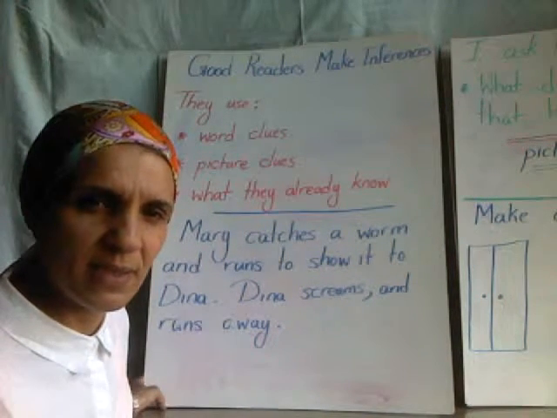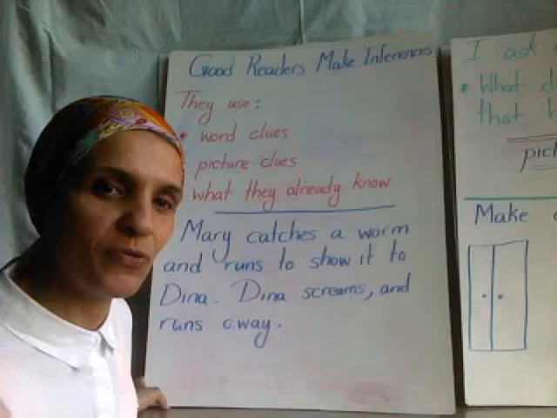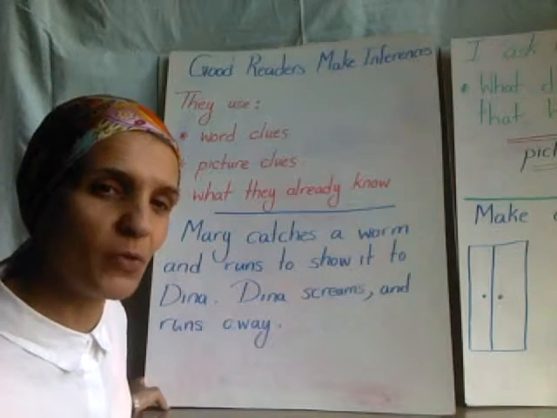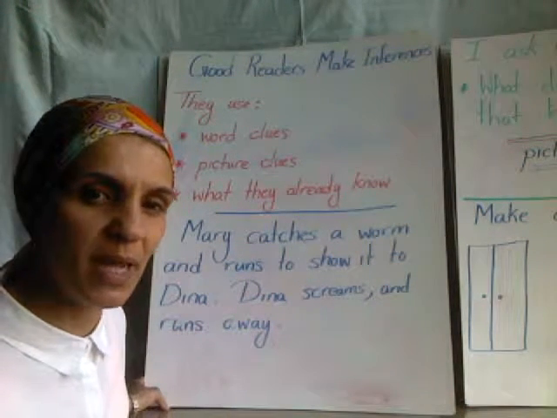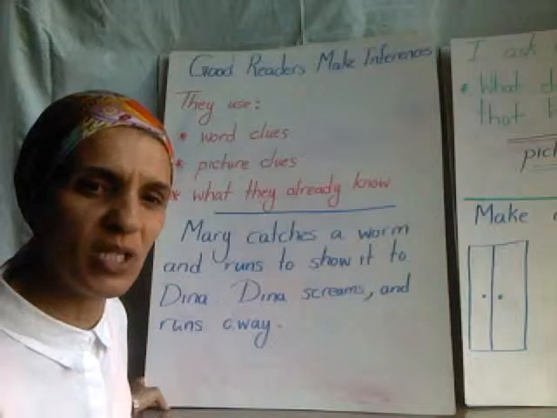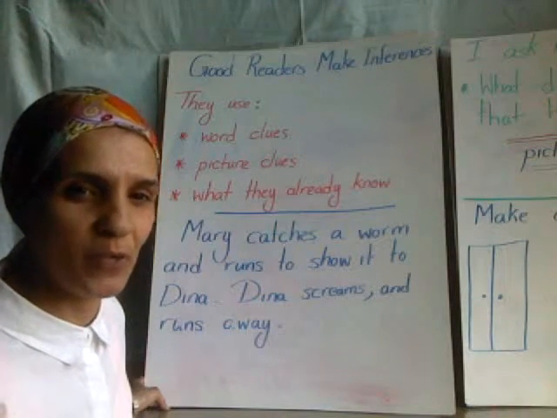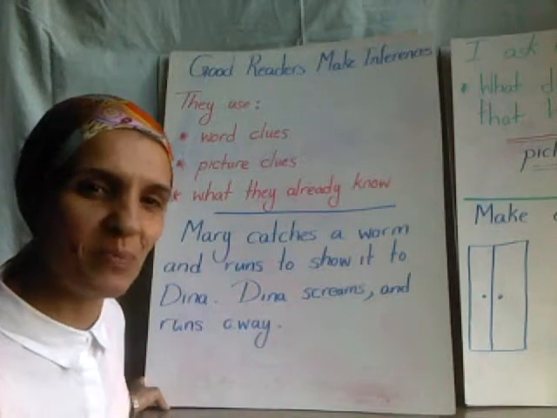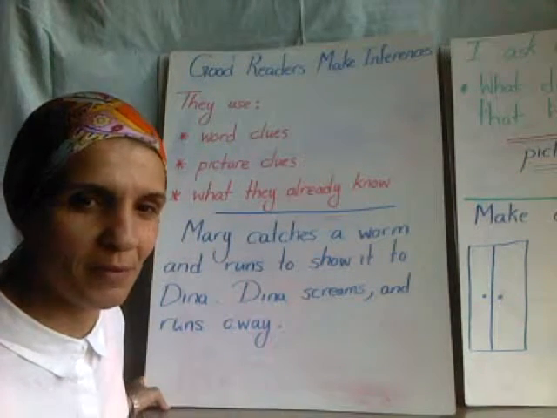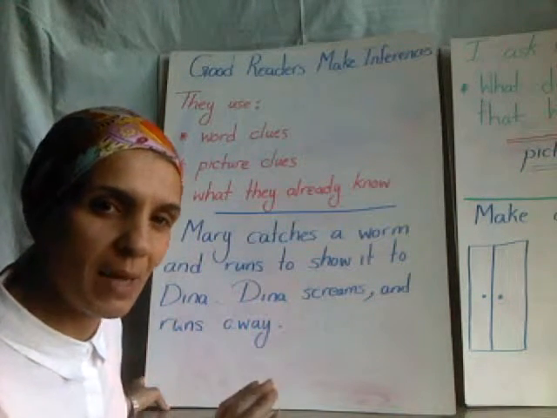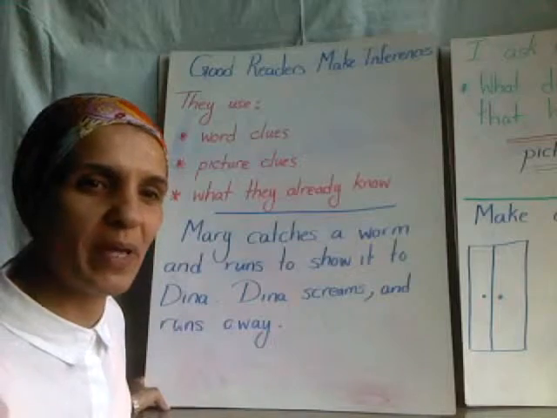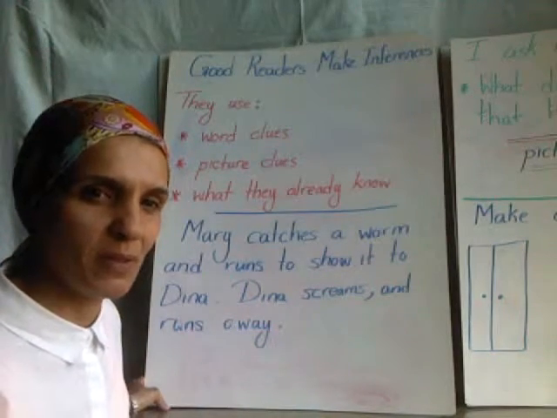I can say that Dina is probably scared of worms. And how do I know she's scared? Even though the words are not actually written, I know that she's scared because she screams. And I know that when somebody screams, that means they are scared of something. So I'm using word clues here to make an inference.